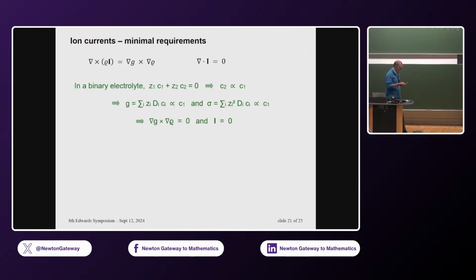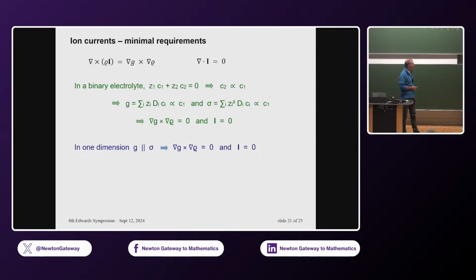And now we can also see why there are cases where you don't get ion currents. And there are generally two classes. One is in the binary electrolyte. Local charge neutrality means there's essentially only one concentration field. So that means the G scalar field and the conductivity are both essentially proportional to the same concentration field, and that means this cross product vanishes everywhere, even if the concentration field can have an arbitrary distribution. So that vanishes. The solution to the equations is I equals naught. I told you that they determine I uniquely.